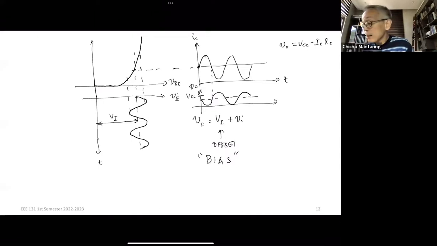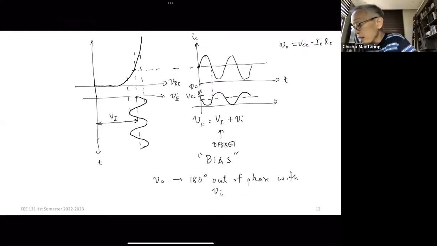Notice that this is the negative of this, no? Babaliktad siya. Okay. So v_o will be 180 degrees out of phase with v_i. Okay. So this is what we call the bias.